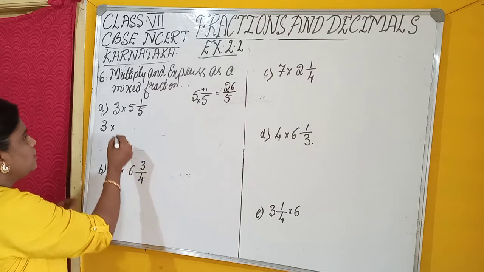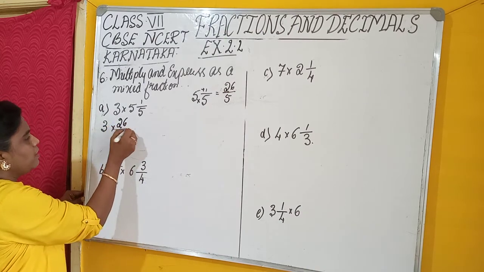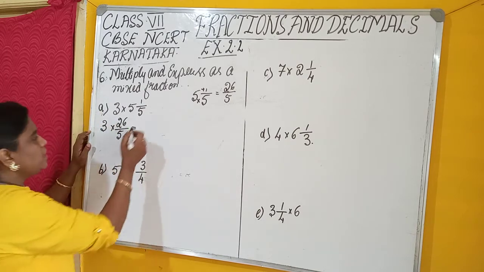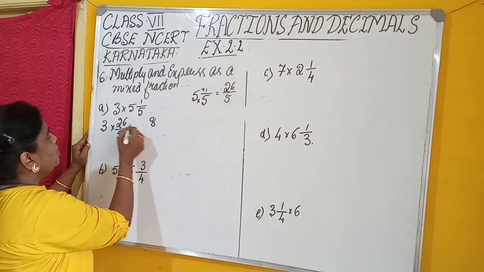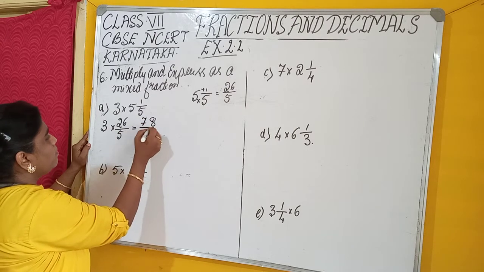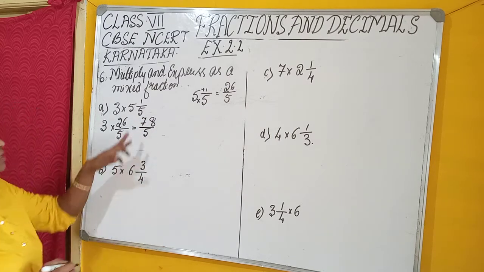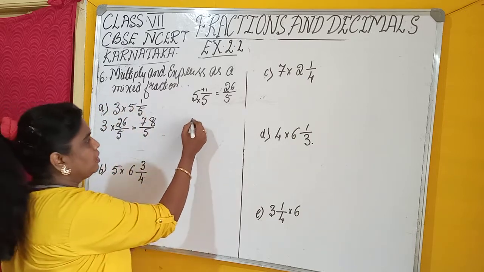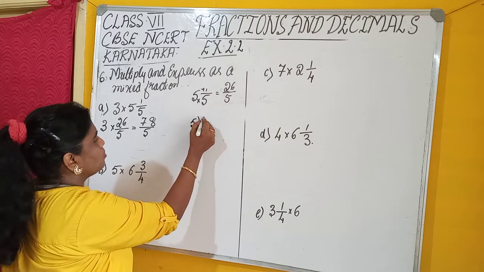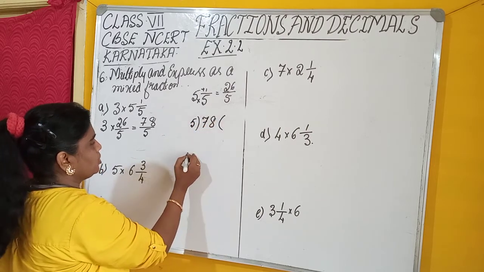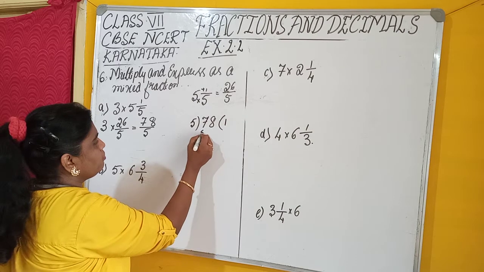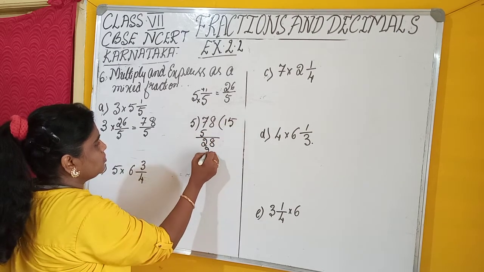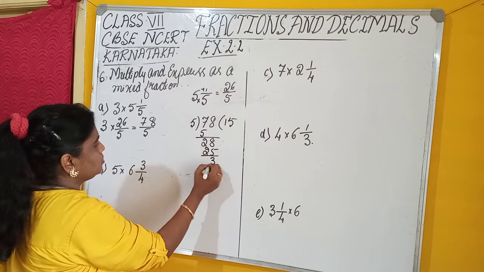We have to multiply now 26 into 3. 6 threes are 18, 2 threes are 6, so 78 by 5. We got 78 by 5. This is an improper fraction. Now convert this again into a mixed fraction. 5 ones are 5, 5 fives are 25, 28 minus 25 is equal to 3.